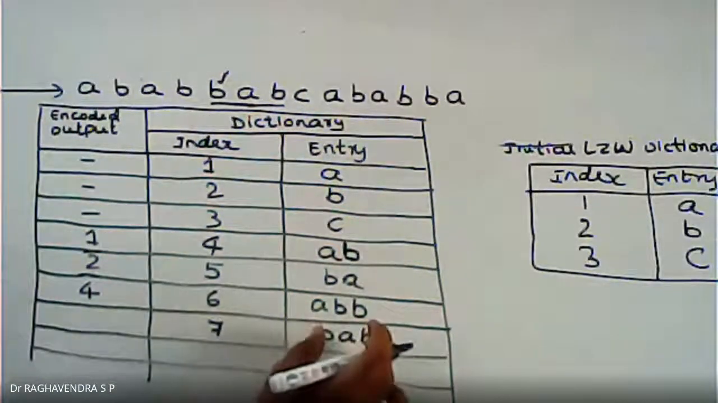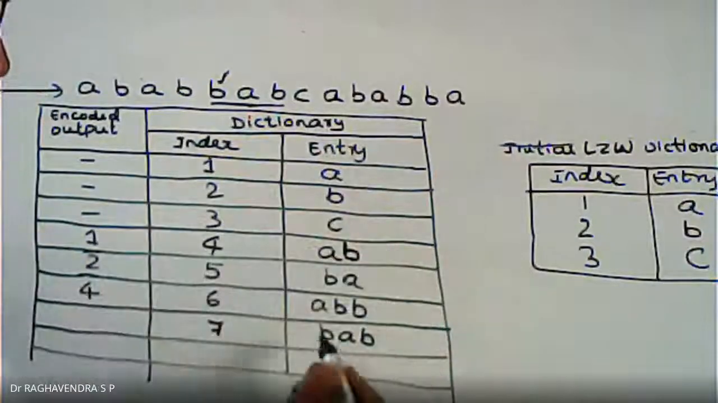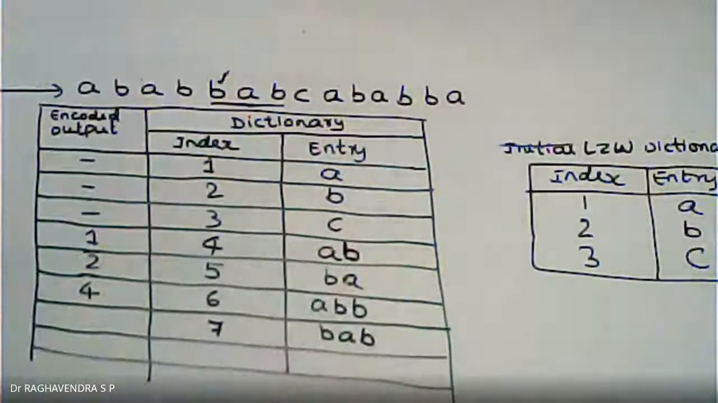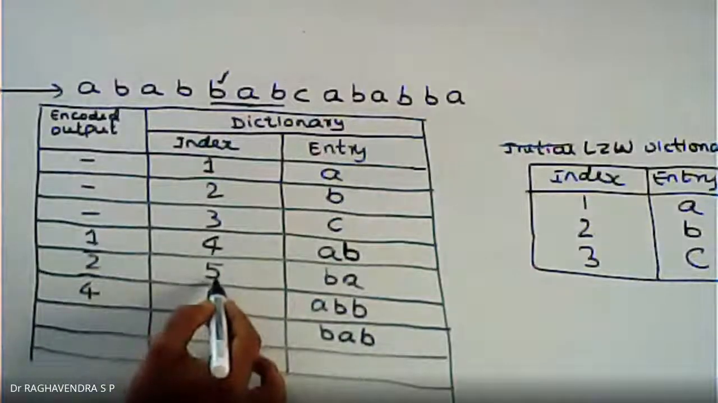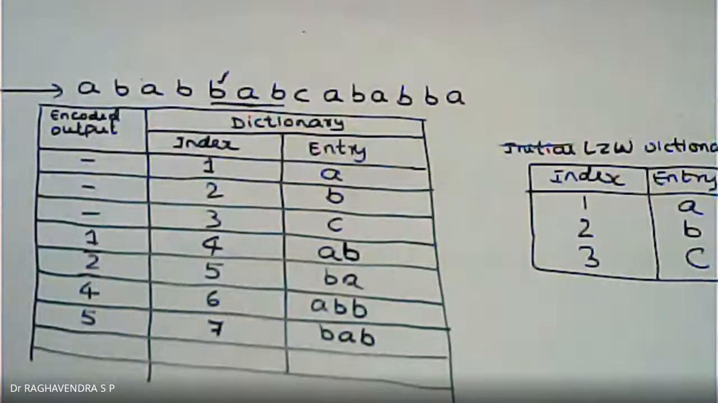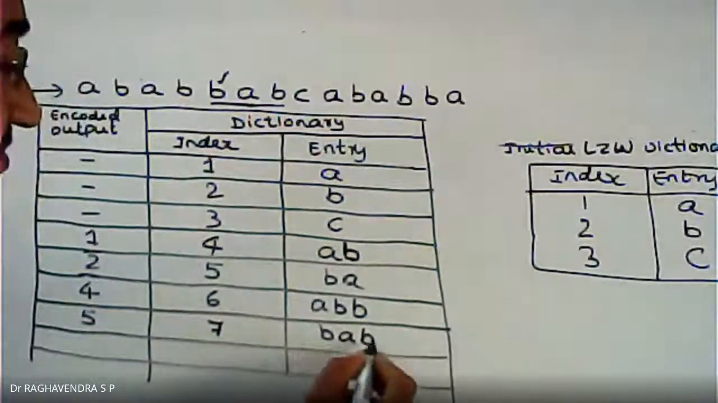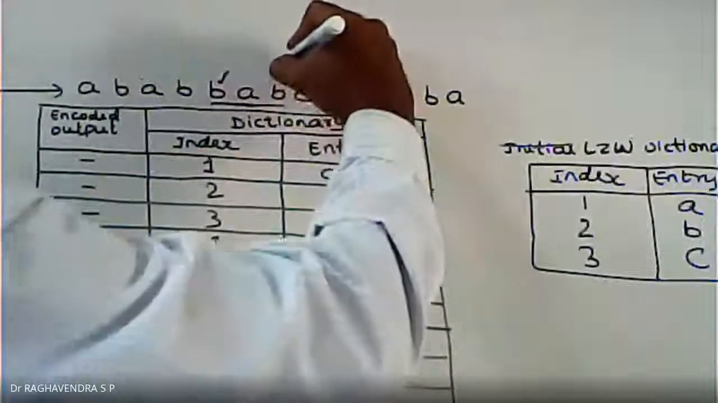Now you compare with the existing entries for the encoded output. For B, A, B, which is the highest match? BA. What is the index value for that? 5. So you write 5 here. Got it? Yes, sir. Fine. So what is the last value over here? B. This is B.